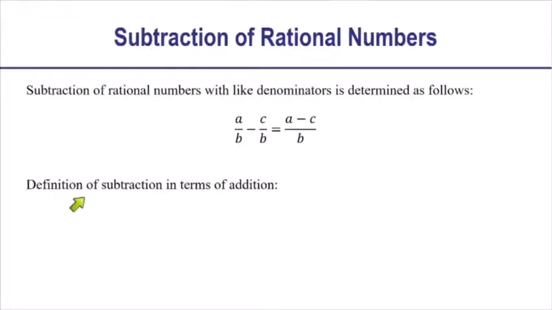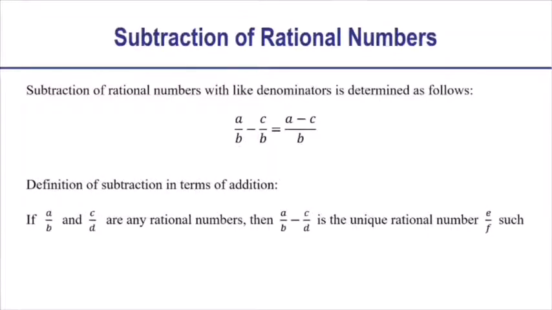And let's get a definition of subtraction in terms of addition. If a over b and c over d are any rational numbers, then when we subtract a over b minus c over d, the result is the unique rational number e over f, such that a over b is equal to c over d plus e over f.